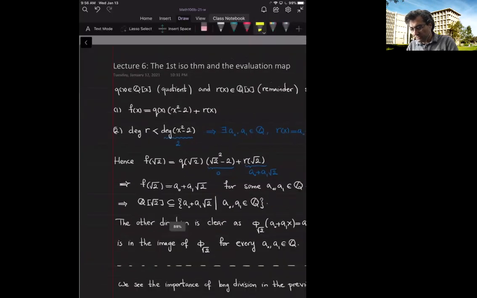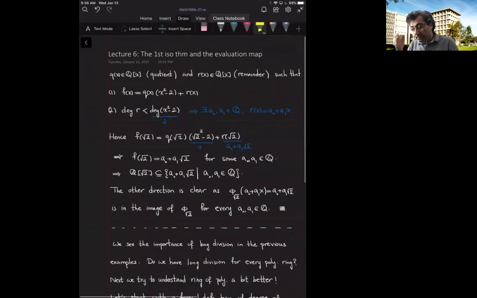So how do we do it? Again, we divide our polynomial by x squared minus 2, and then we get a quotient and a remainder. Why did I choose x squared minus 2? This is the generator of the kernel. That's why we have chosen x squared minus 2.